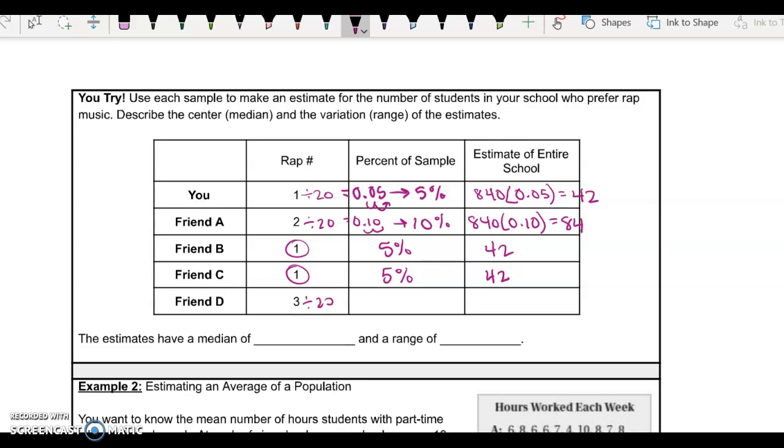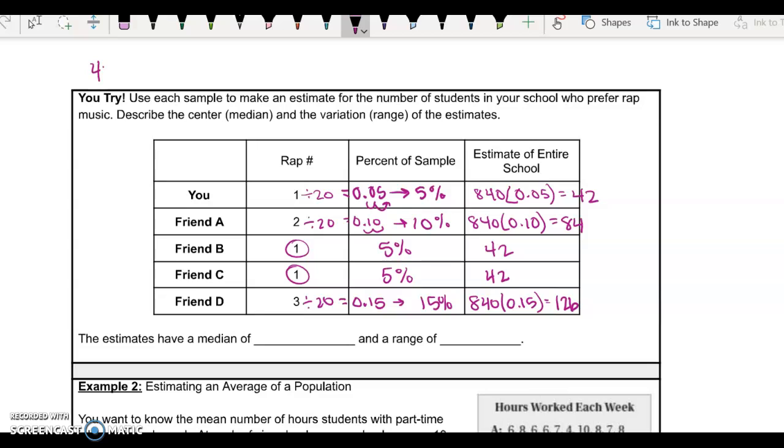3 divided by 20 gives us 0.15, which is 15%. And that gives us 840 times 0.15, which is 126. So to find the median, we need to put those numbers in order from least to greatest.